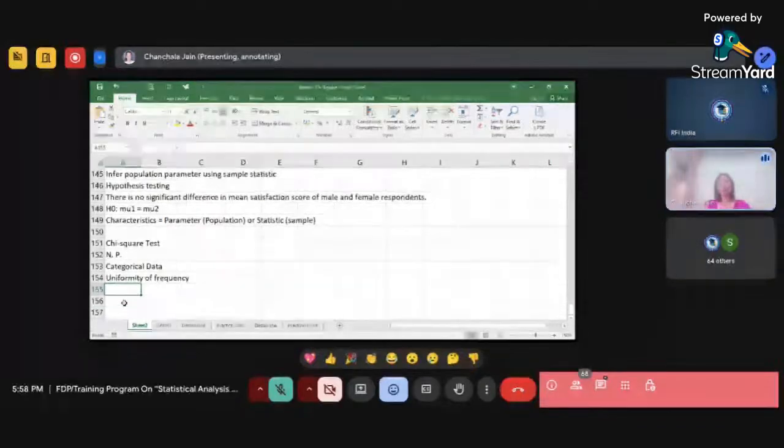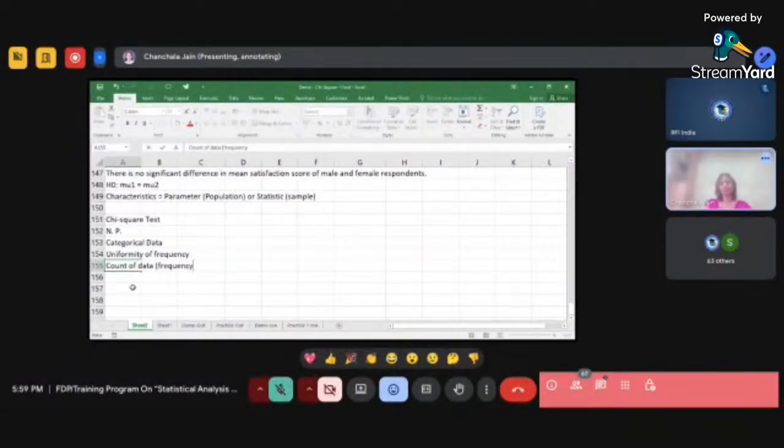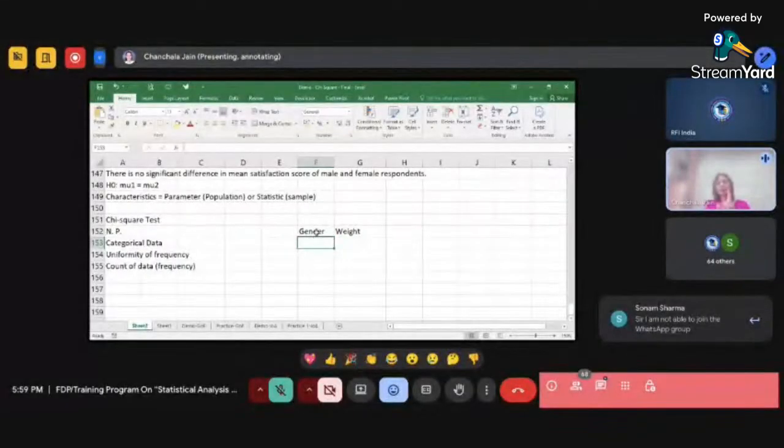Those who have already gone through, understood, applied or studied chi-square test know that chi-square test is talking about the count of the data. Count of the data means that we are talking about the frequency. Because in categorical data, it is only possible to take a count of the data, right? Say for example, I am having the gender, and I am having the weight. You can easily understand this with the help of these two variables. In case of gender, I will be having data of male, female, right?